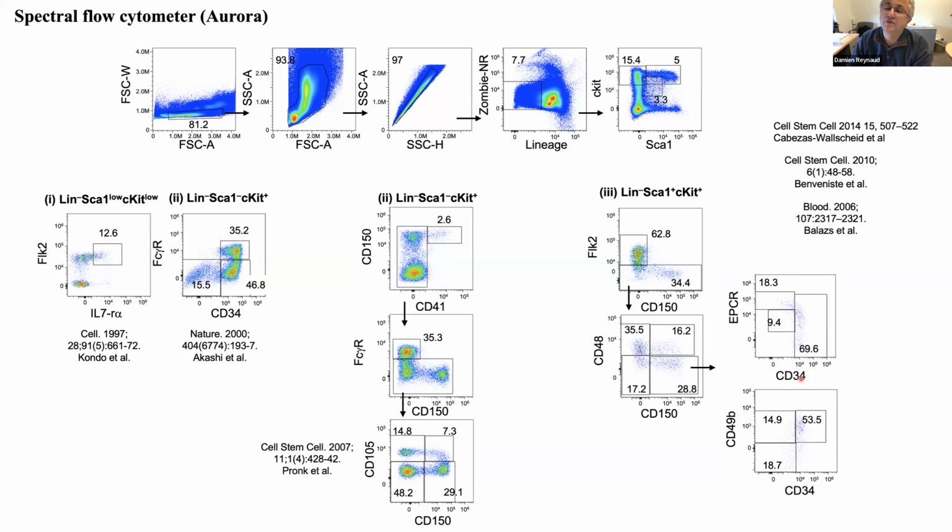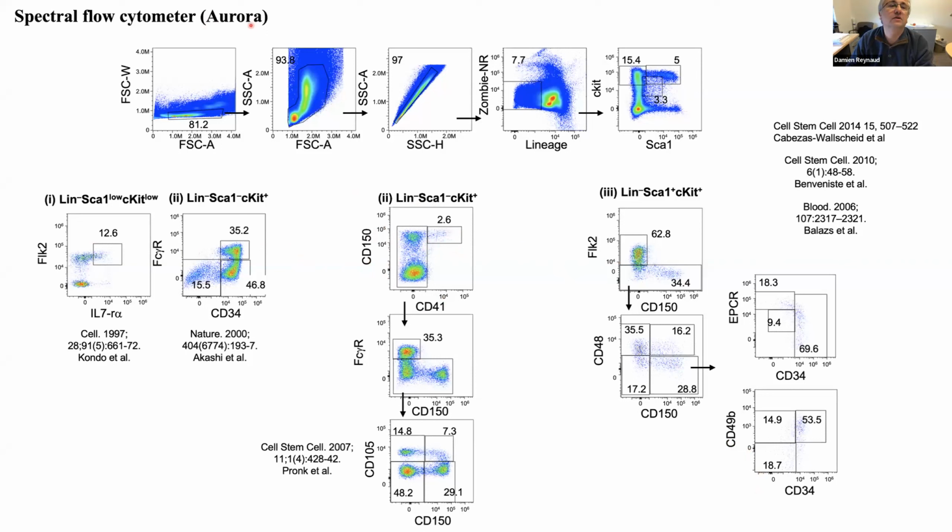HSC based on the expression of CD34 and EPCR, or CD34 and CD49b. So as you see, there is multiple gating, but at least we have a large panel of populations that can be analyzed. And if you have a mutation, you can pin down quite a bit where the main effect of your mutation happened.